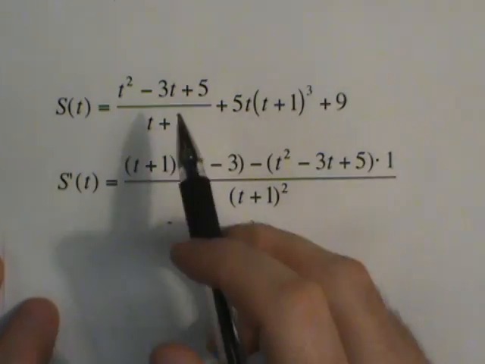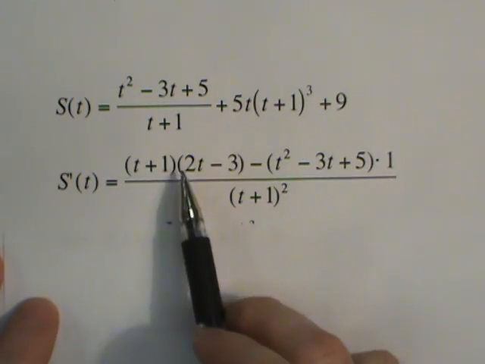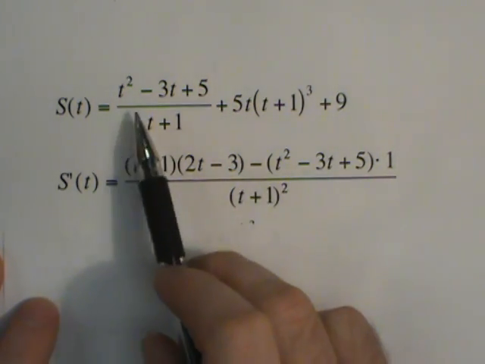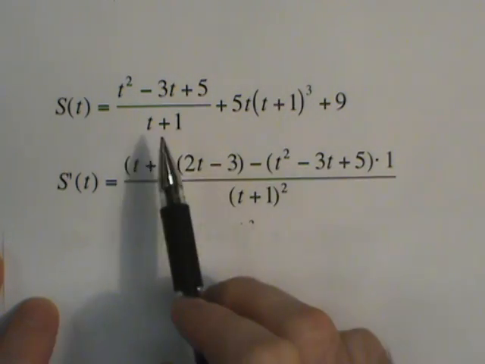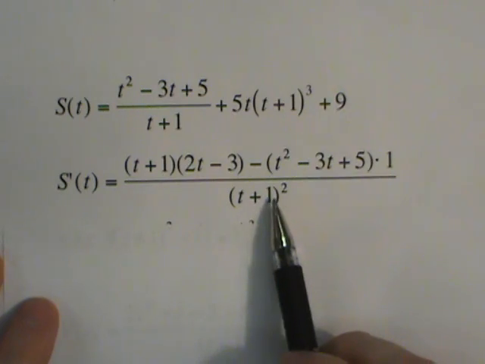Quotient rule says low d high, derivative of the top is 2t minus 3, minus high d low, derivative of t is just 1, over the denominator squared.